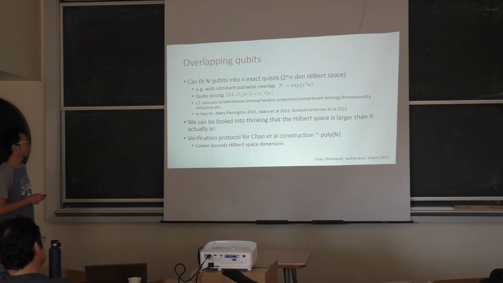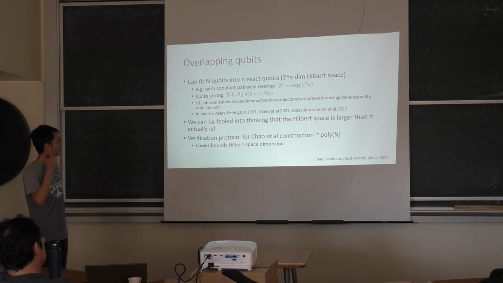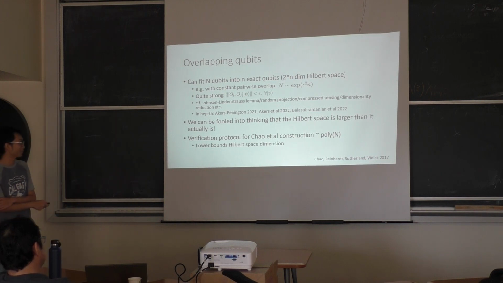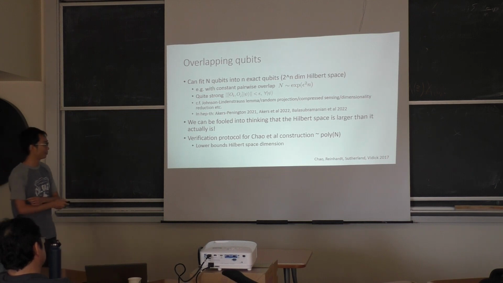So this idea of approximate orthogonality has been around, known as the Johnson-Lindenstrauss lemma, random projection, compressed sensing, dimensional reduction, and a bunch of other things in different fields. More recently, this general idea of approximate orthogonality has also found its way into high-energy physics. And this is one of the papers that inspired our work. But there are also others.